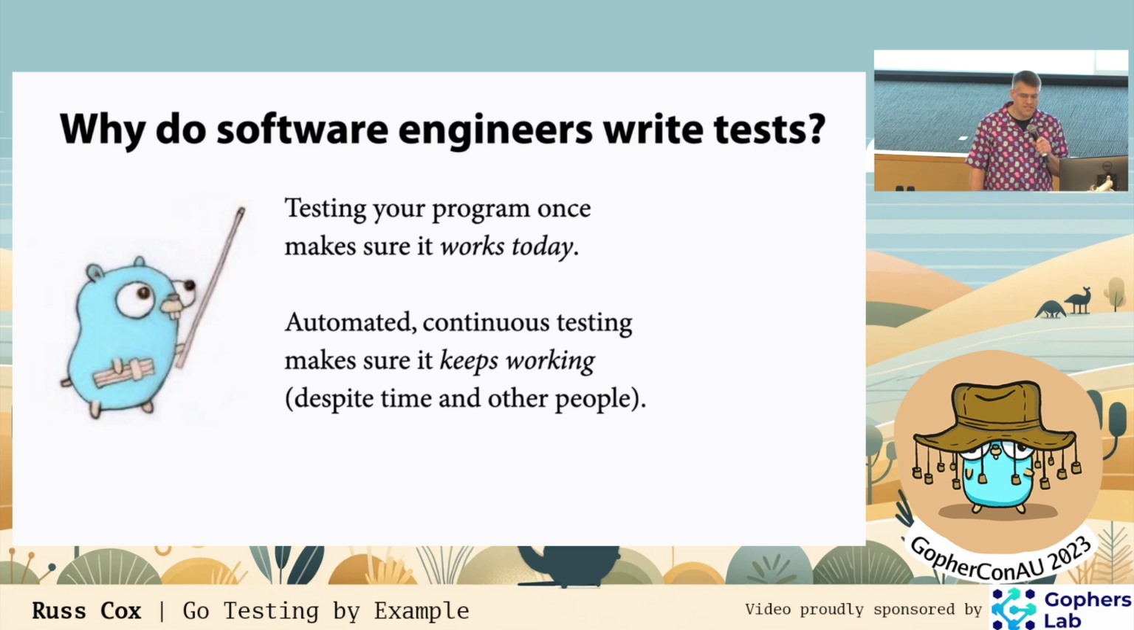And the problem with testing your program by hand is that it only makes sure that it works today. You want automated continuous testing to make sure that it keeps working tomorrow and into the future, even if other people who don't know the code as well start working on it. And to be clear, those other people who don't know the code as well might be you in 6 months or 6 years.